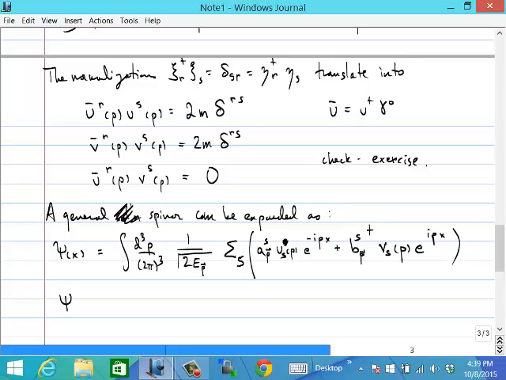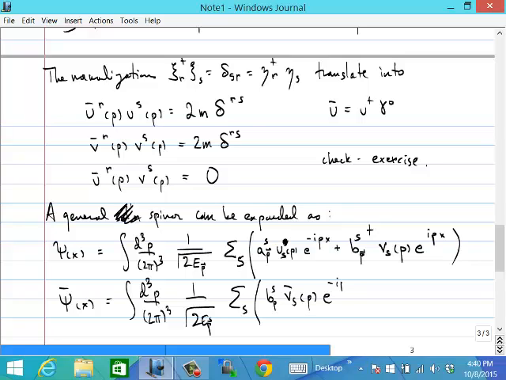And there's a similar expansion for psi bar, which is psi dagger times gamma 0, which is just found by taking the bar of this equation here. So what do we get? We get b_p^s times v^s bar of p times e to the minus ip dot x, plus a_p^s dagger times u^s of p times e to the plus ip dot x.